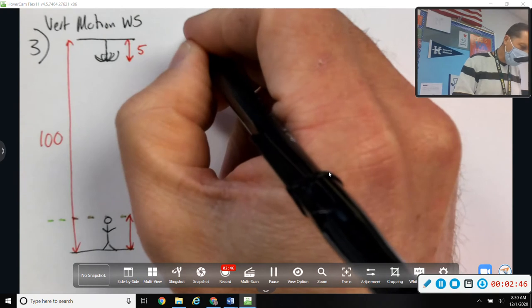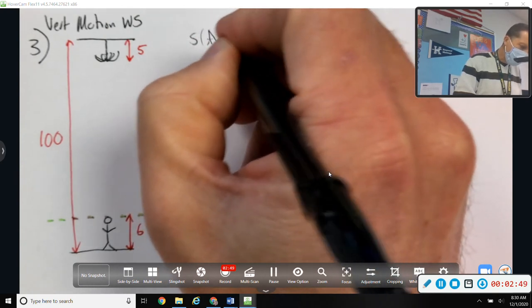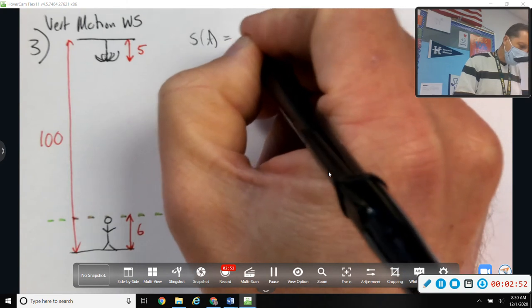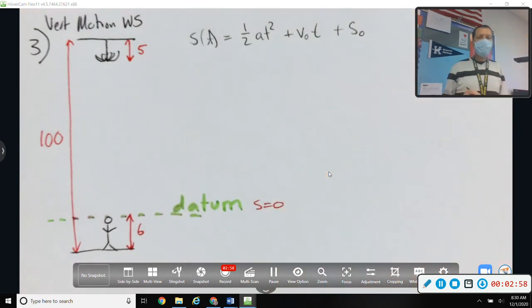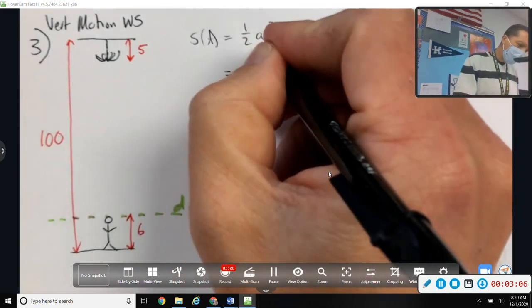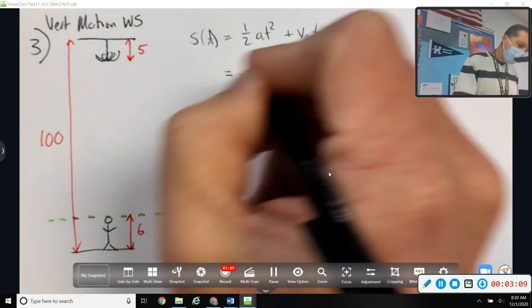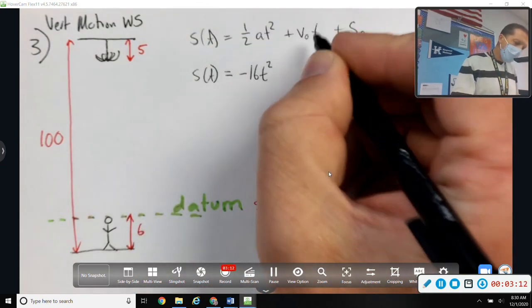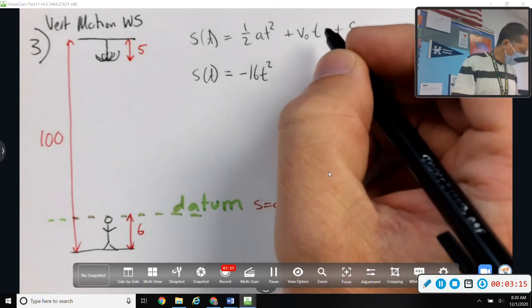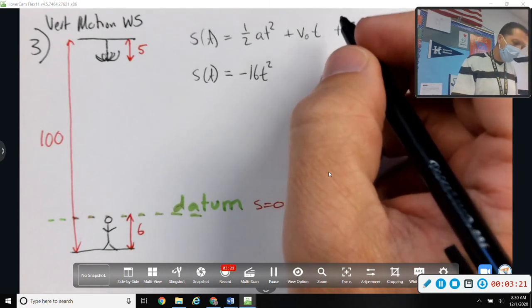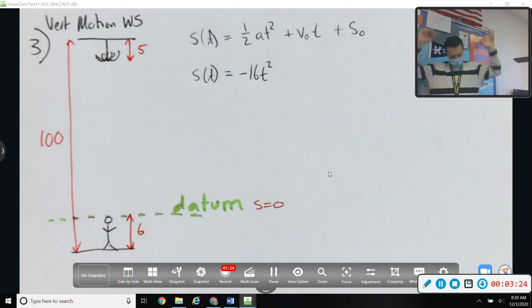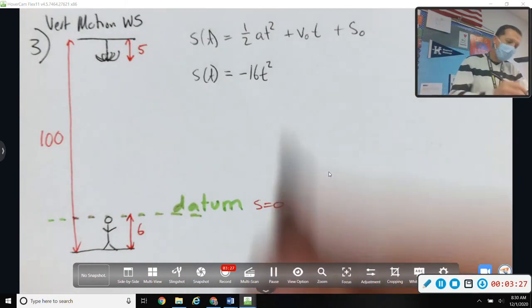As always, our position equation is 1/2 at squared plus v0t plus s0. Then we start filling in the things that we know. All of these are feet. A is negative 32, so negative 16 t squared. V0: I don't think someone's throwing the chandelier at us. It just says falls, so we can assume that V0 is 0. No one's up there intentionally trying to throw the chandelier at your head.